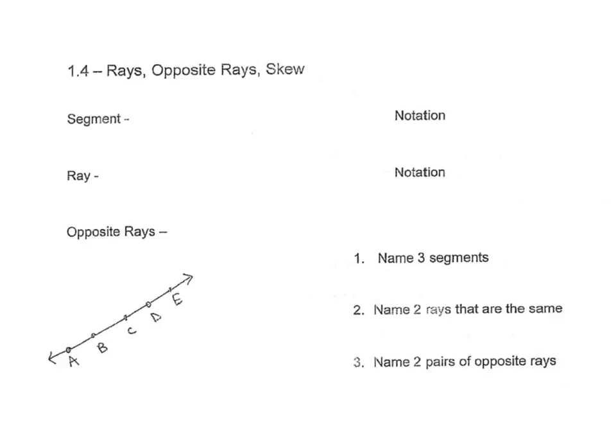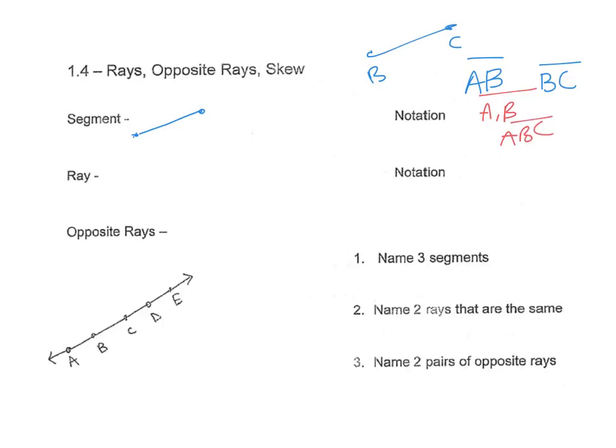A segment is 2 points and all the infinite points in between. So you write a segment with 2 capital letters, A, B, no commas, and a segment bar above it. So BC would be all the points between B and C and including B and C. What you don't want to do is have A, comma, B. Or you don't want to have 3 letters, A, B, C, in a segment bar. It's always 2 letters with a segment bar above.